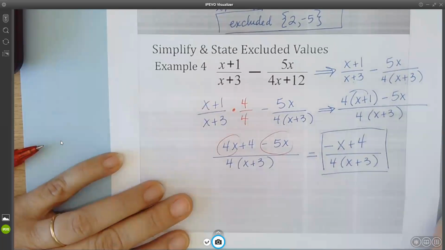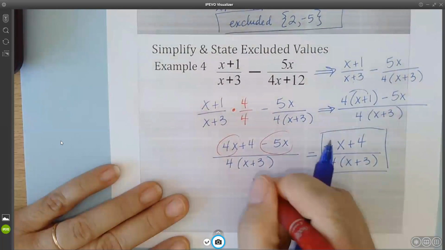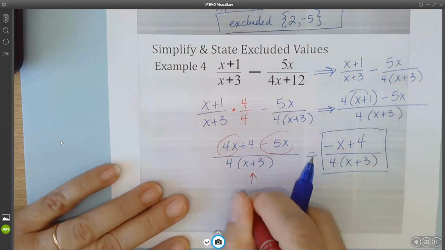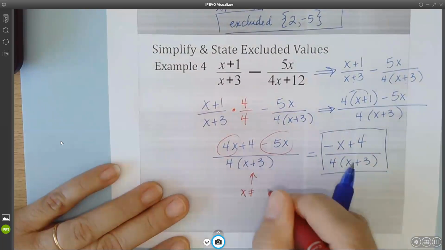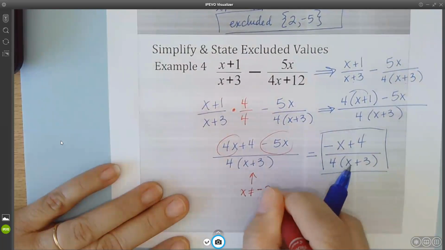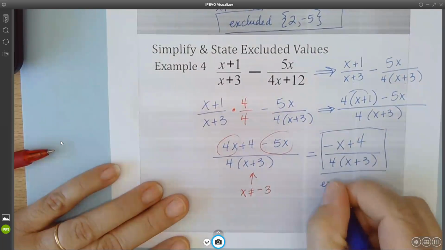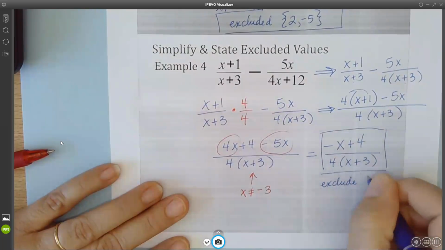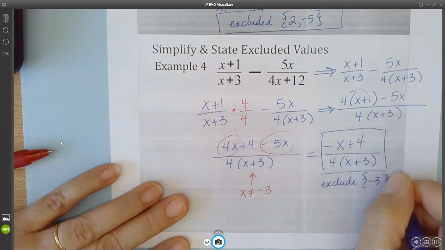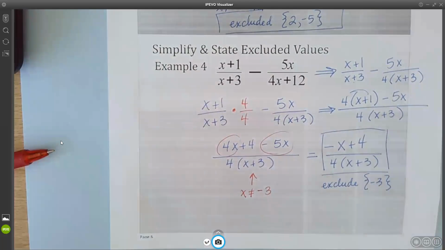Oh, I didn't say what was excluded. I cannot allow x to be negative 3. Exclude negative 3. All right, so sometimes you add and subtract. Sometimes you just simplify from the expression, the rational expression that you have.